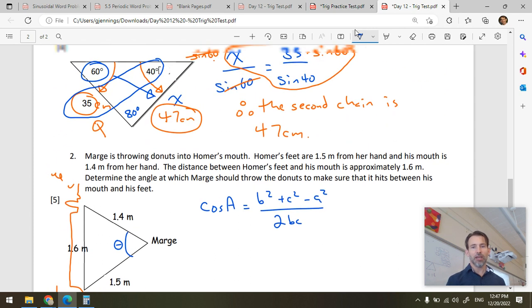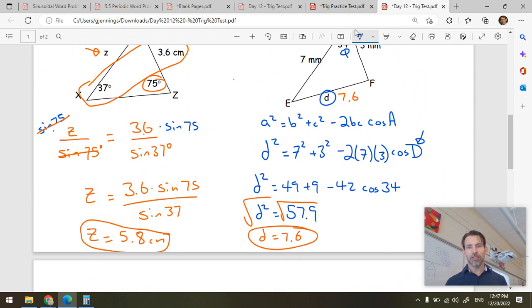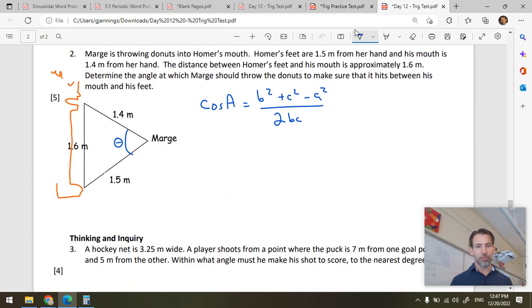Okay, it's the same thing that we had over here. It's the same formula as that. It's just rearranged to isolate the angle. So let's use this formula.